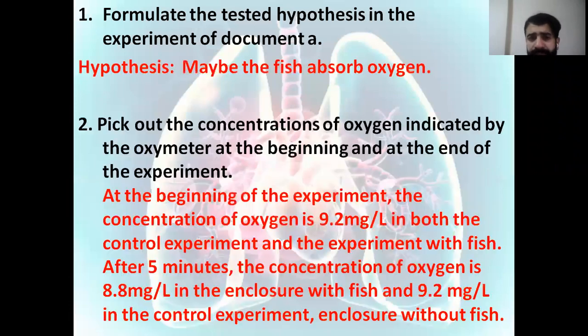So let's formulate the hypothesis. Hypothesis: maybe the fish absorbs or consumes the oxygen gas. Concentration means the quantities of oxygen at the beginning and at the end of the experiment. At the beginning, the concentration of oxygen was 9.2 milligrams per liter in both the control and the experiment with fish, while after 5 minutes, the concentration is 8.8 milligrams per liter with the fish, and it remains constant at 9.2 without the fish.